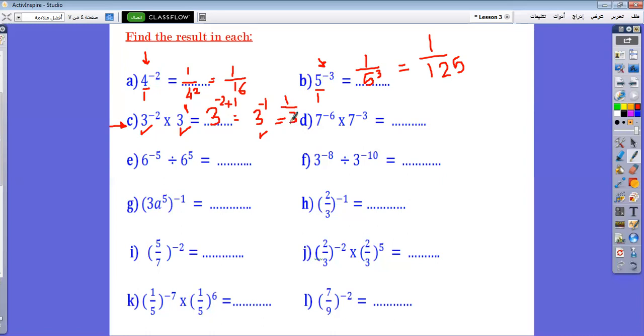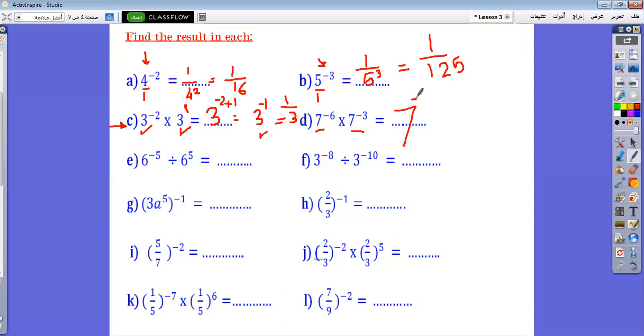1 over 3 power 1, or power positive 1, which is 3. Number D: 7 power negative 6 multiplying by 7 power negative 3. As we said, we will do the operation first and after that start to simplify. You have the same base, yes? So you will add the powers.